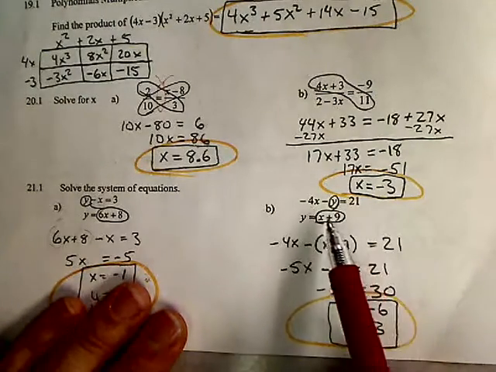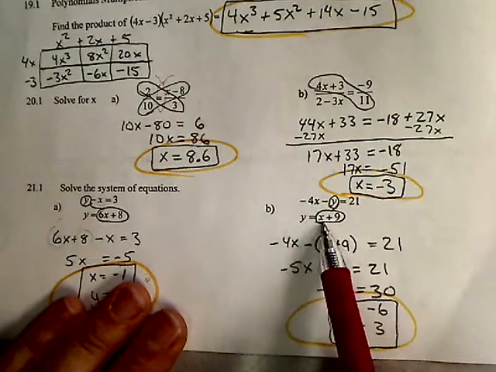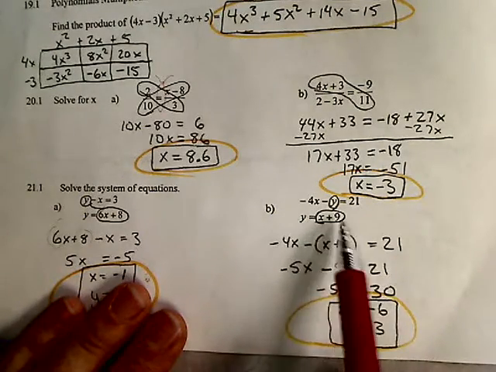Plug in the negative 6 right here. Or up there, but this one's way easier. So negative 6 plus 9, it's 3.